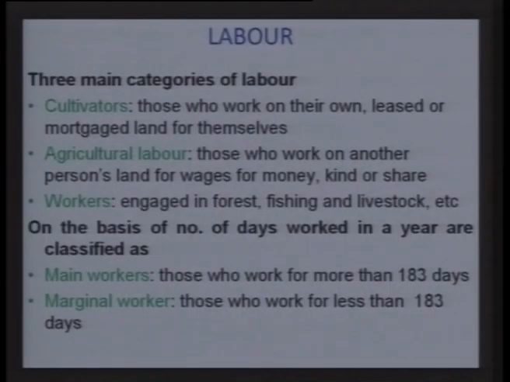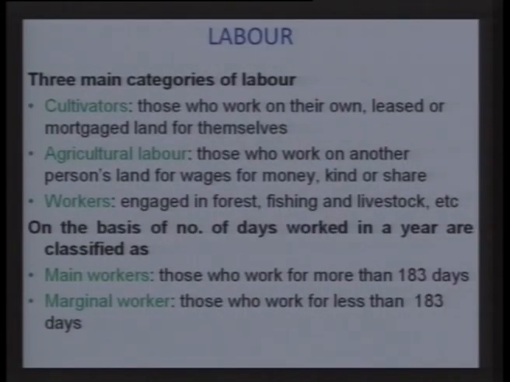As far as the classification of labor is concerned, if we try to understand the meaning of laborers, there are three main categories: the cultivators, the agricultural labor, and the workers. The cultivators are those who work on their own, that may be on leased or mortgaged land, and they work for themselves. Agricultural laborers, on the other hand, are those who work on another person's land for wages, in money, kind or share. So they may get the wages in any of these forms.